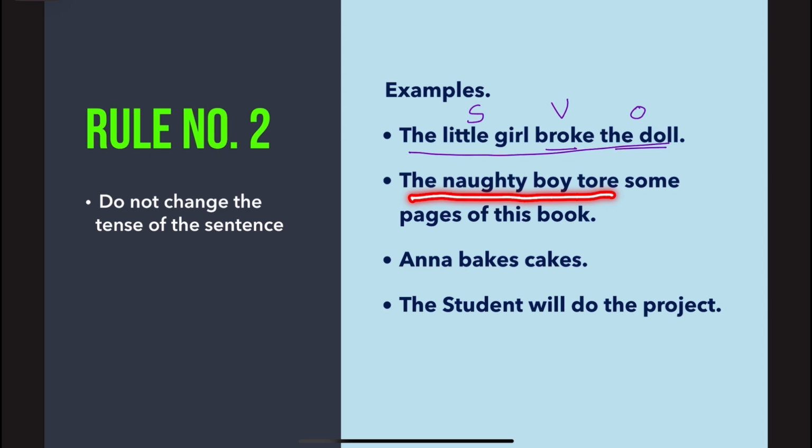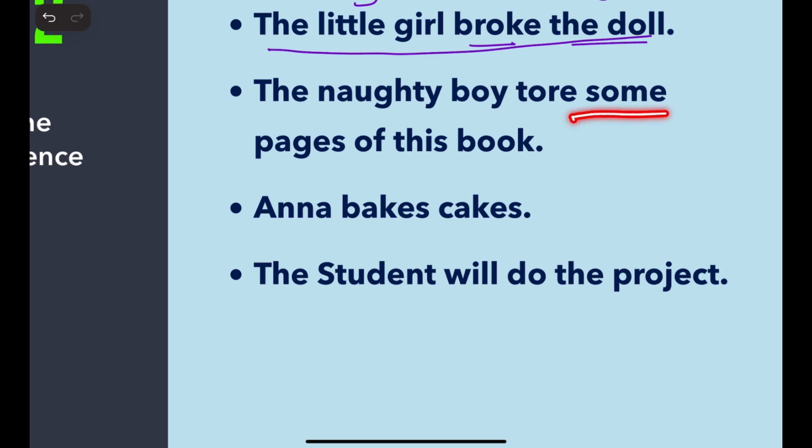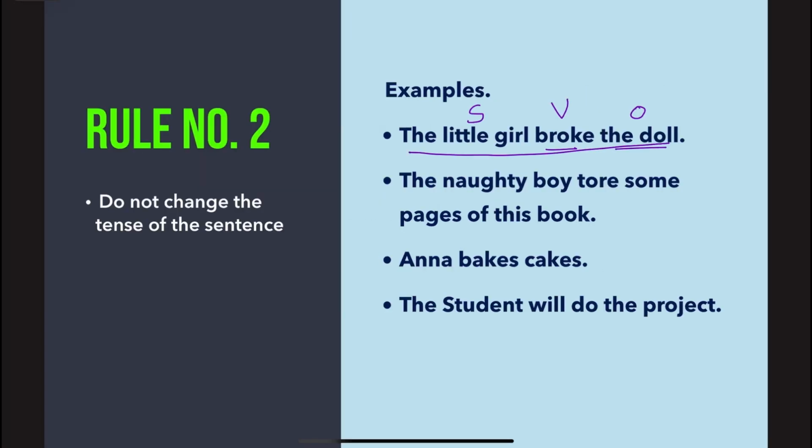The naughty boy tore some pages of this book. The naughty boy tore what? Some pages of the book. Some pages of this book were torn by the naughty boy. Anna bakes cakes. Bakes is present tense. If it was past, it would have been baked. So now, cakes are, not were, since it is present tense. Cakes are baked by Anna.